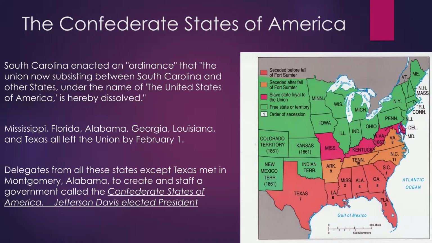Mississippi, Florida, Alabama, Georgia, Louisiana, and Texas all left the Union by February 1st. On February 4th, delegates from all these states, except Texas, met in Montgomery, Alabama to create a government called the Confederate States of America. The Confederate States of America elected Jefferson Davis as the first president. The gauntlet was thrown. How would the North respond?